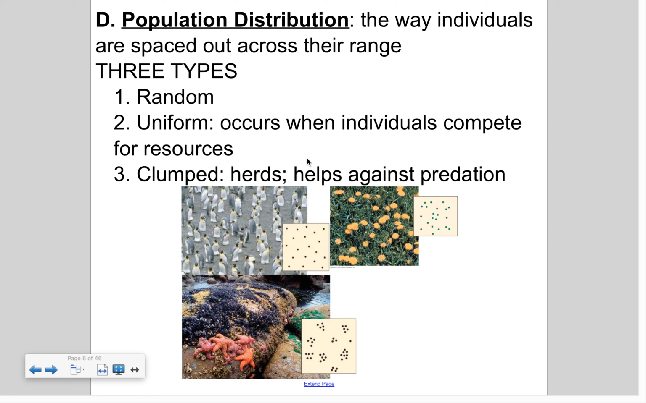Uniform occurs when individuals compete for resources. So you can see these penguins over here, they are spaced evenly to help share resources. I mean, they're competing for resources like space and food, and they realize that if they space themselves out, they can be a little bit more efficient and optimize that area. So a lot of times you see uniform distribution with birds. The third one is clumped, okay? Herds, like large mammals, but there might be an advantage of being clumped or herded together, and it helps against predation. Okay.